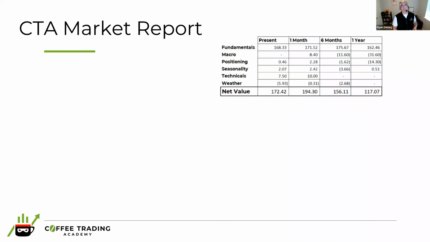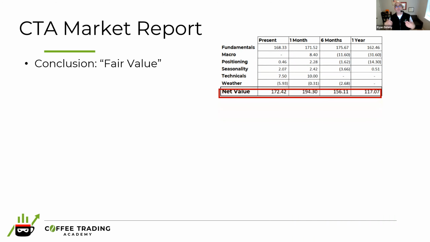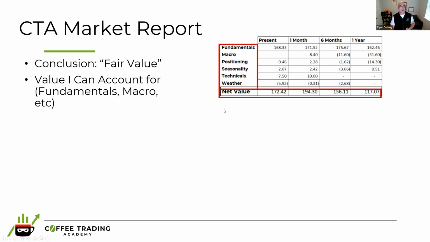Now, our market report, the one that we deliver to our premium clients, our conclusion is fair value. That's what we try to provide our customers here. And so you can see this table is in all of our market reports right at the front. Now, what is fair value? Fair value is value that I can account for. So these are in cents per pound. This is not the most recent one. This is just an example table here.